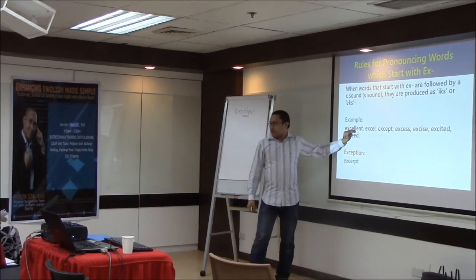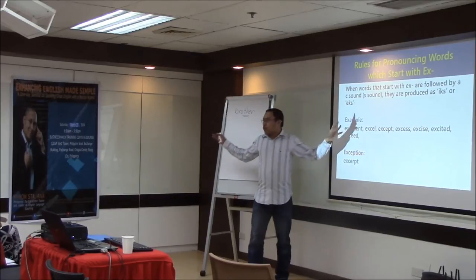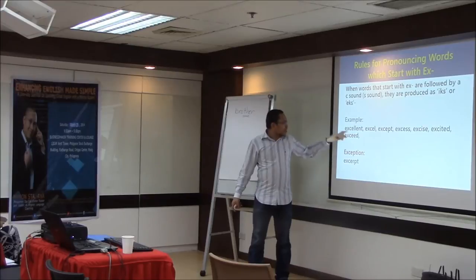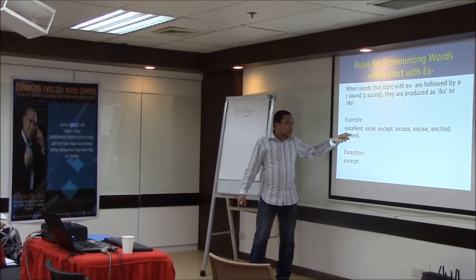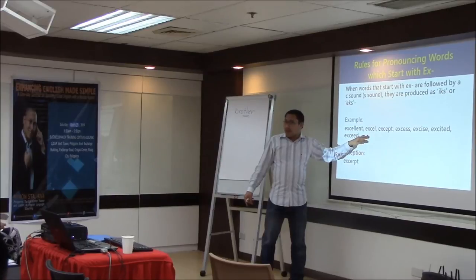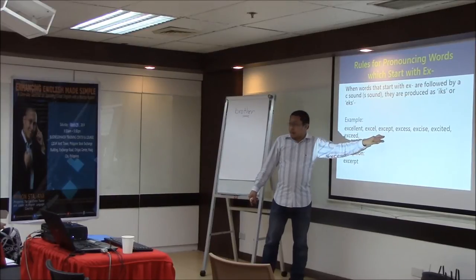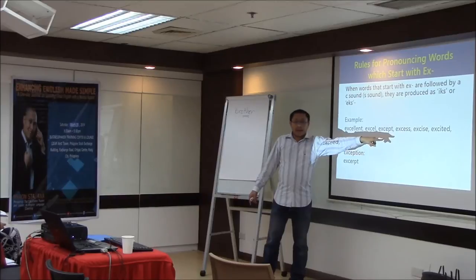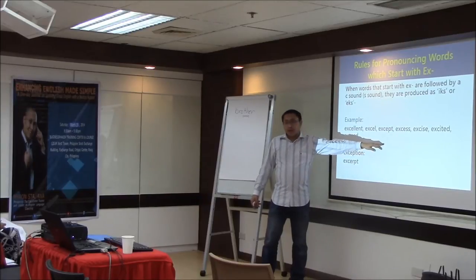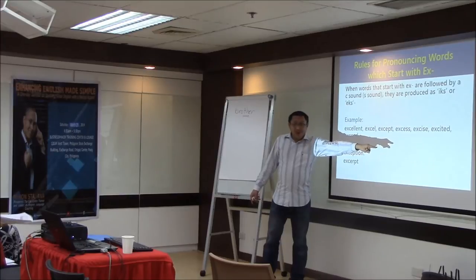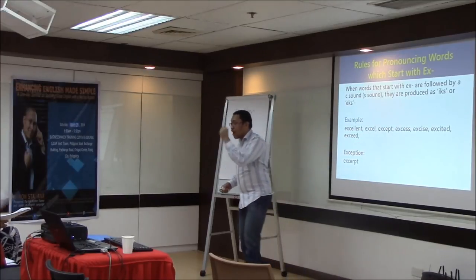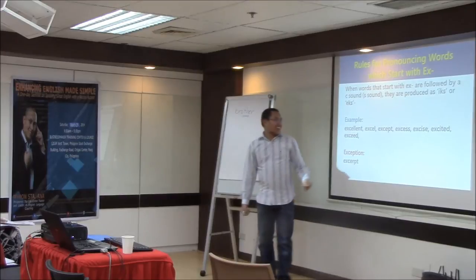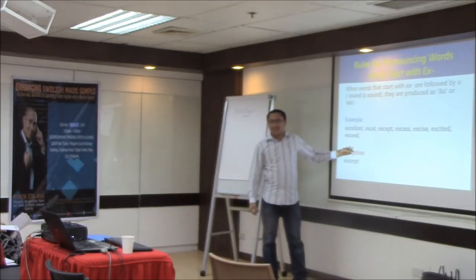Commonly mispronounced English words. Excellent. We got used to saying it the wrong way. It's wrong. Excellent, because EX is followed by C, the S sound. Excel. Except. Excess. Excise. Excited. Never say it the wrong way. So how do you pronounce it? Excited. Oh, I'm so excited. And I can't help it. And then? Exceed.